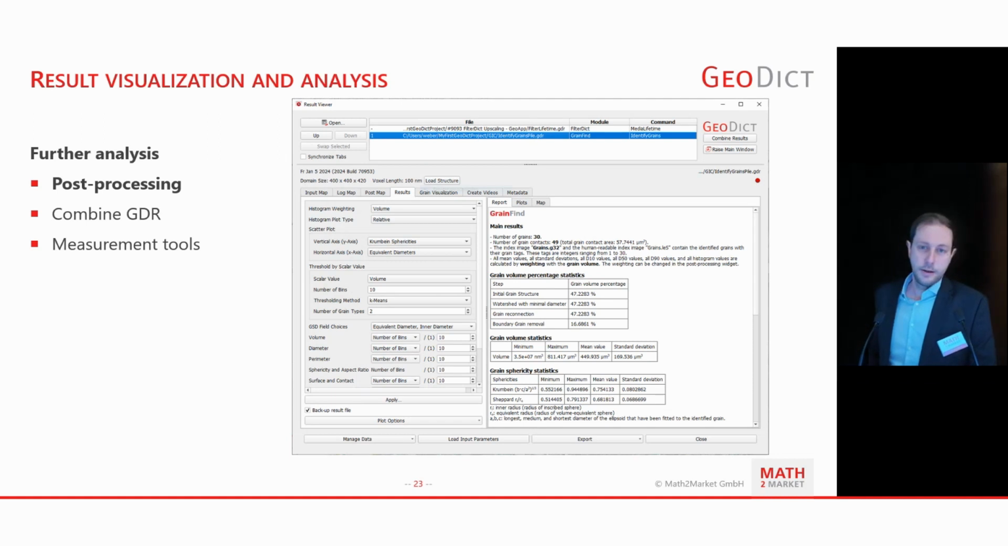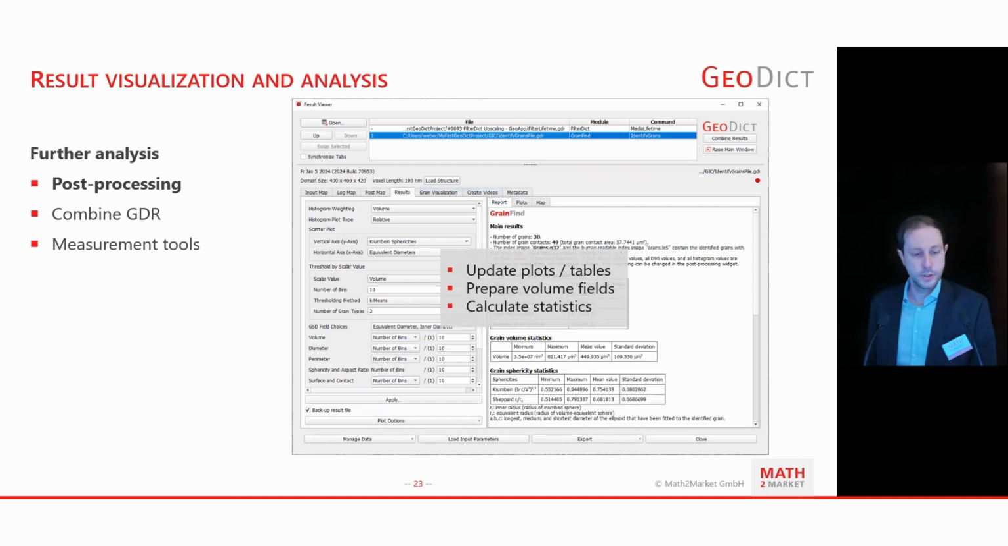The result viewer features further analysis in form of post-processing. Here you see a window with some post-processing options on the left-hand side. You can change values here and run post-processing, and then, for example, update some plots or tables showing new data or showing different statistics that are based on some value of your interest. You can also prepare volume fields that you can load after that and show it in your three-dimensional visualization.